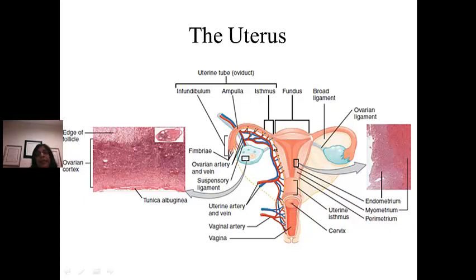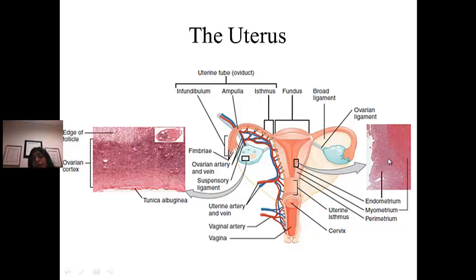The details of the uterus are shown here: the fundus, the body, and the cervix. The wall of the uterus is important for us to talk about a bit. The wall is shown here. Perimetrium is the outermost layer. Most of it is myometrium, that's shown here.